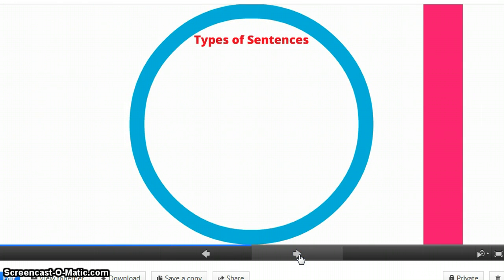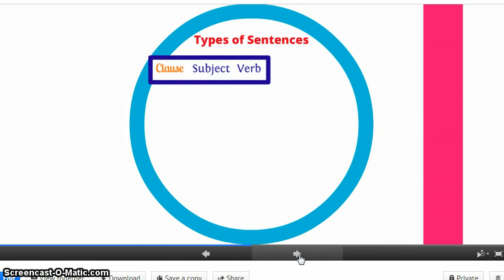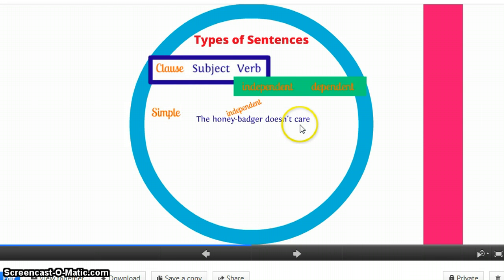Next, we move on to types of sentences. So to know types of sentences, you need to know that a clause is a subject and a verb, and that our two main types of clauses are independent and dependent. So once we know that, we can figure out the type of sentence a sentence is. Let's start with a simple sentence. Remember that a simple sentence is one independent clause, like this one. The honey badger doesn't care. That is a clause with a subject and a verb, but it is independent because it can stand by itself. Now remember, a dependent clause cannot stand by itself, and we'll get to one of those later. So there's our simple sentence.